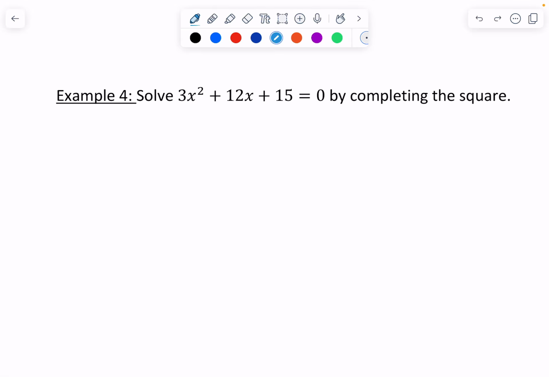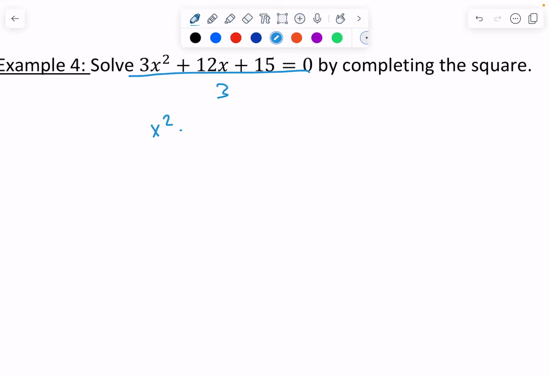So because this is an equation, we have two options. We could either factor out a 3 from this left side of the equation, or the easier option, because it's an equation, is we could just divide everything by 3. Now, I do want to make a point that if this wasn't an equation but was only a function or an expression, we could not divide both sides by 3. We would have to factor it out, okay? So if I divide everything by 3, what I get is x squared plus 4x plus 5 equals 0.